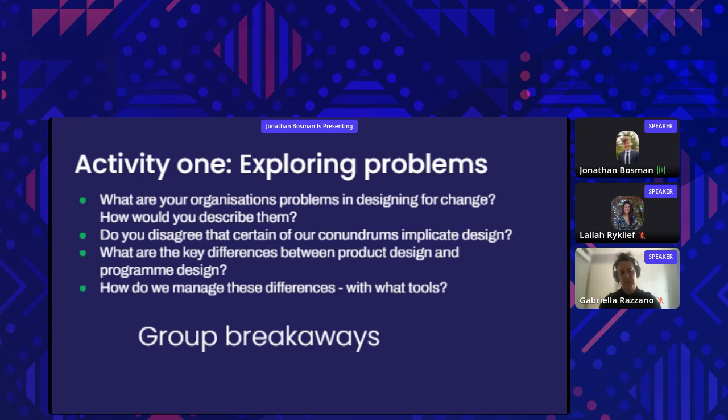For the first question, what are your organization's problems with designing for change, and how would you describe them? And for this question, it doesn't have to be an overall picture of your organization. You can specifically talk about a product or a specific project where you're experiencing some of these problems in designing for change.